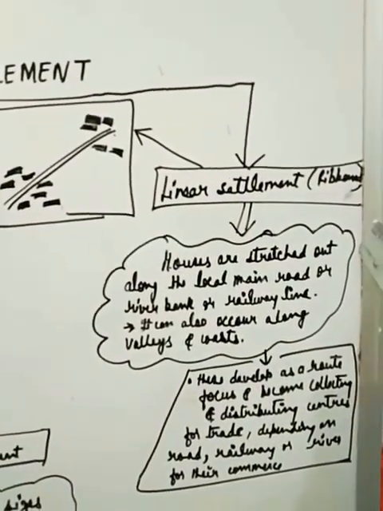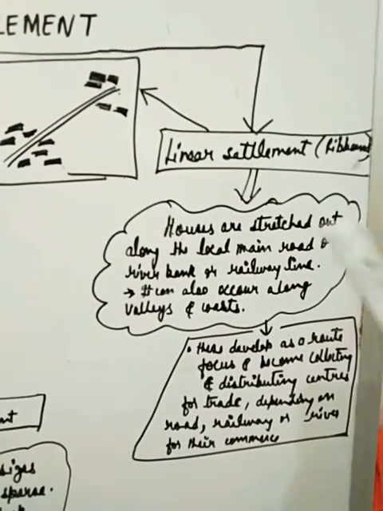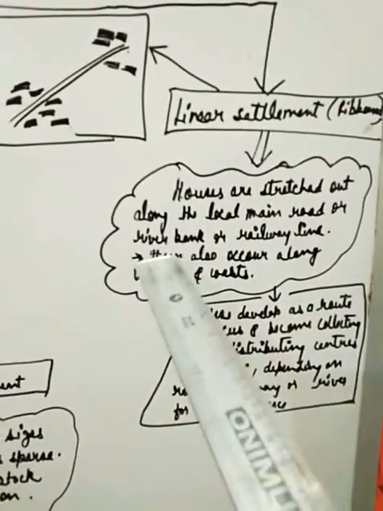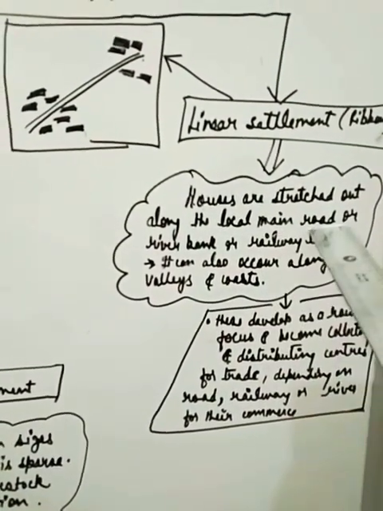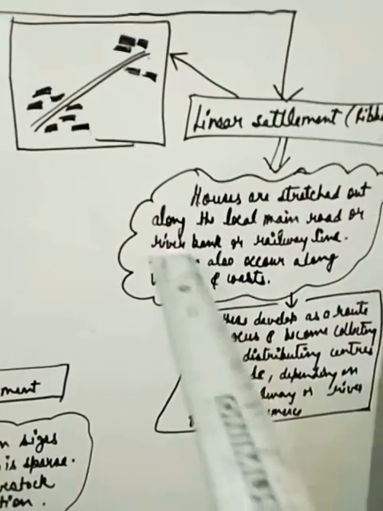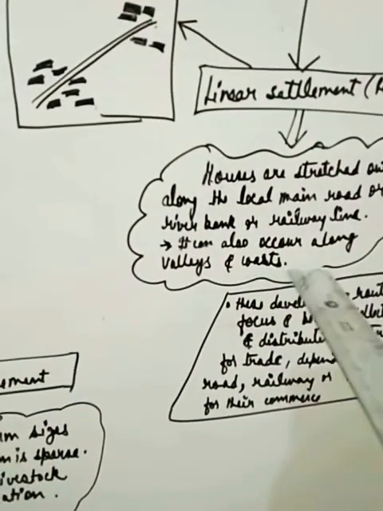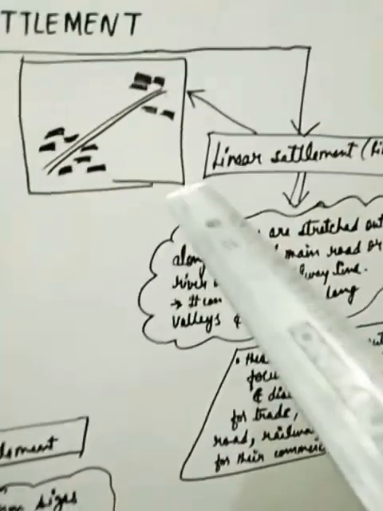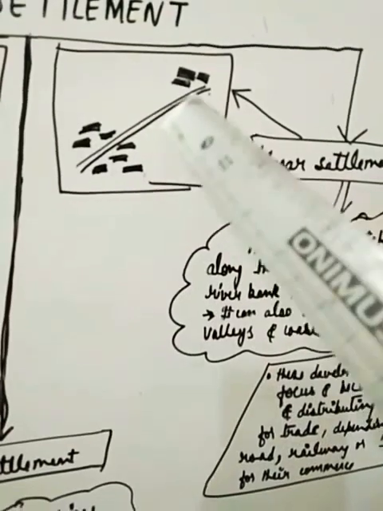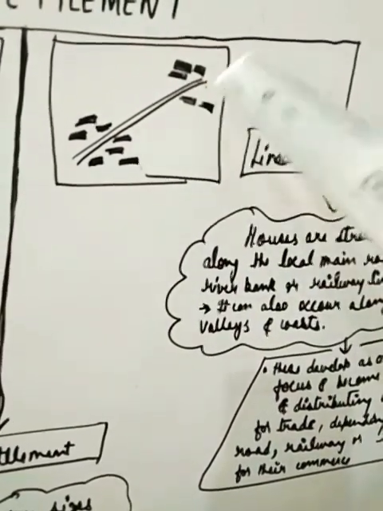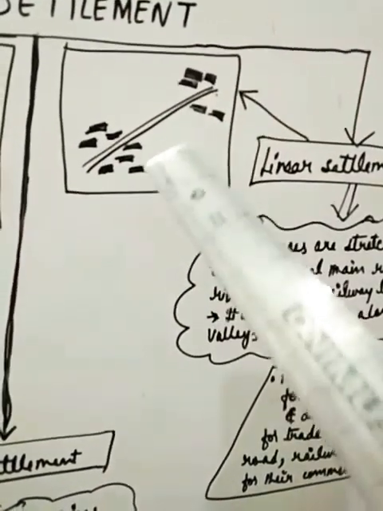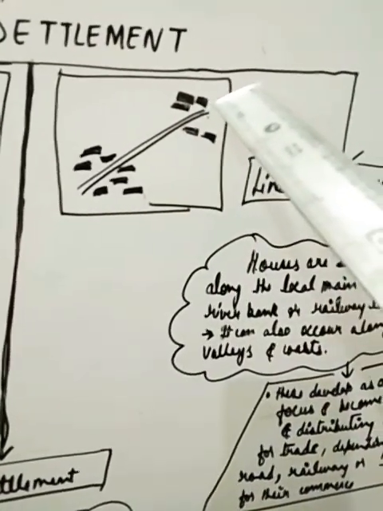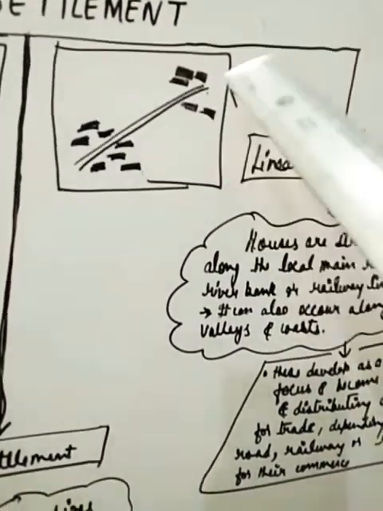So next we have linear settlement. Here the houses are stretched out along the main road or river bank or railway line. We have along the local main road, river bank or railway line. It can also occur along valleys and coast. You can see in the diagram here clearly. Suppose this is a local road, or this is a river, or this is a valley, or this is a coast. So you can see the houses are stretched out along all these areas.